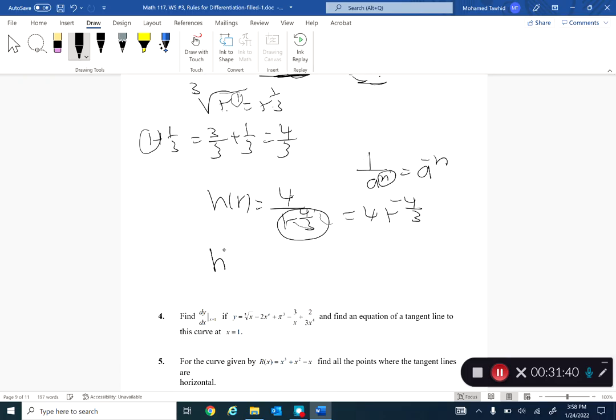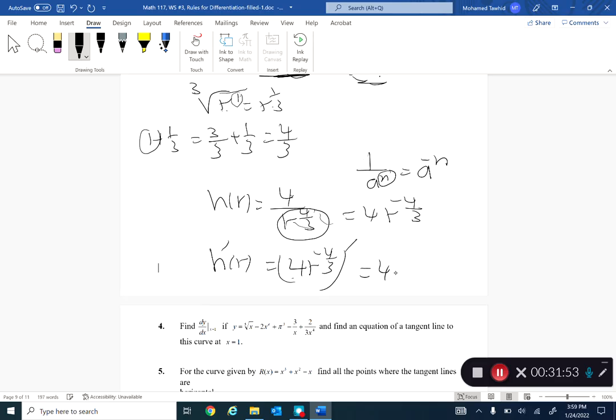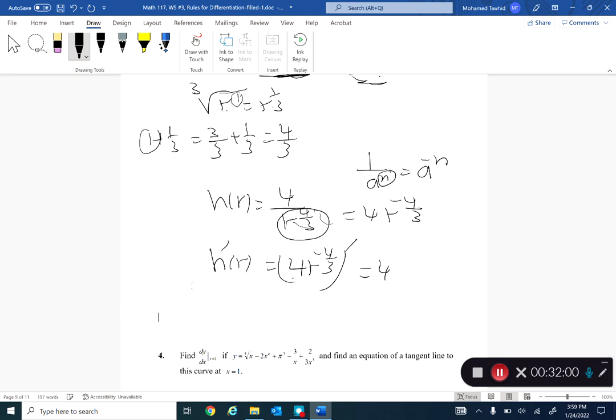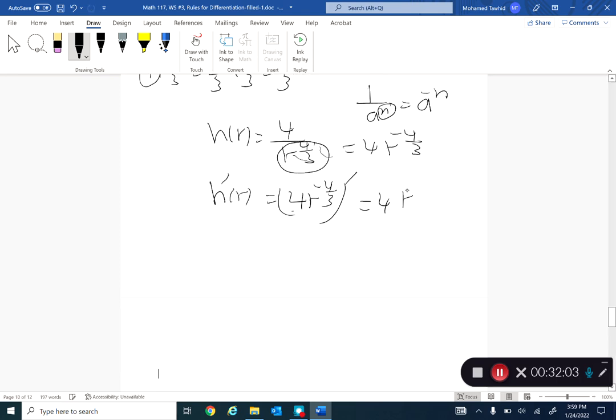So what is your derivative? H prime of r. The 4 is a constant. I can take 4 out. So now, if I take 4 out here, you have inside r to the power negative 4/3, and then the derivative rule. What is my n here? You have 4 outside, and inside you have negative 4/3. That is my n. Then n minus 1.